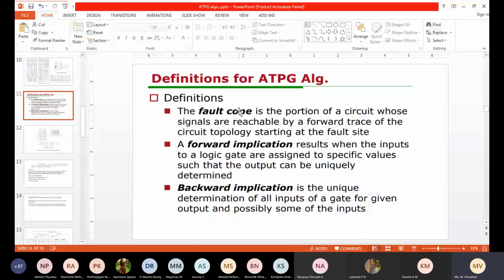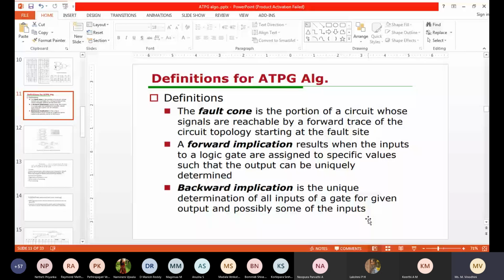Next is forward implication and backward implication. Forward implication means in any gate, if you know the input and you want to get the output, we call it forward implication. Backward implication means you know the output and one of the inputs, and you need to identify the other input. Backward implication is a unique determination of all the inputs of a gate for a given output and possibly some of the inputs. When you do this procedure, we call it backward implication.